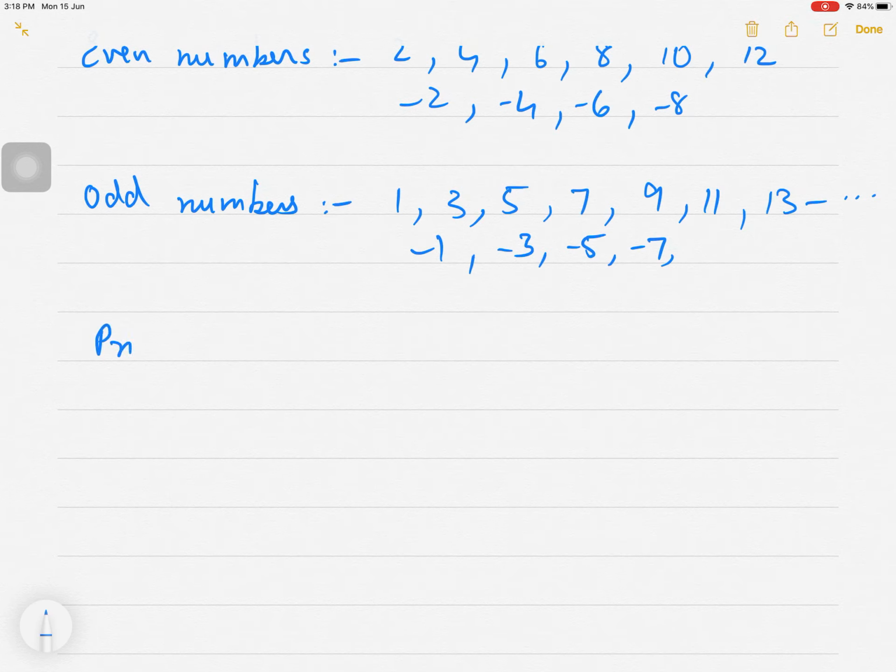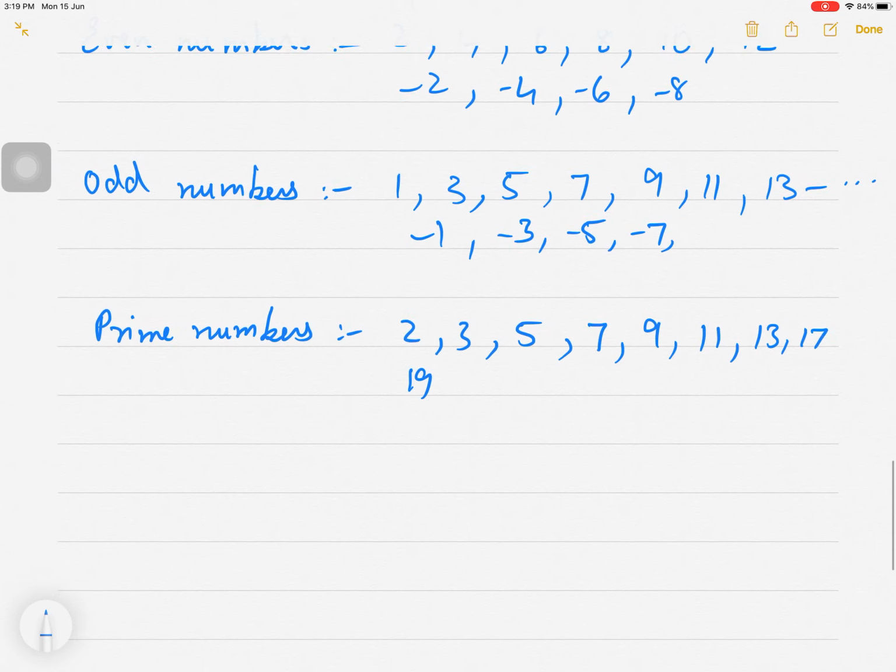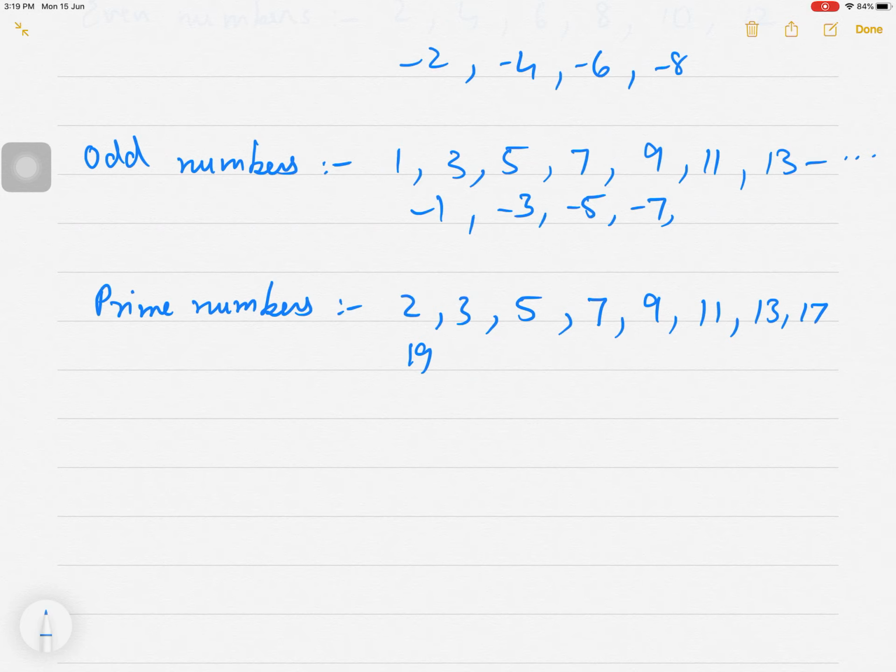Next is prime numbers. So prime numbers are those numbers which are divisible by itself and 1, that's it, and no other number. For example, 2, 3, 5, 7, 11, 13, 17, 19. So these are the numbers which are divisible by itself and by 1, that's it. Right? So these are called prime numbers.